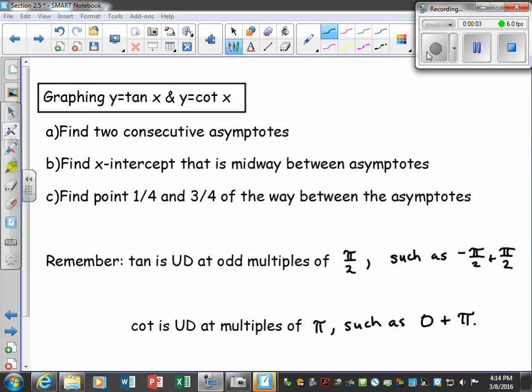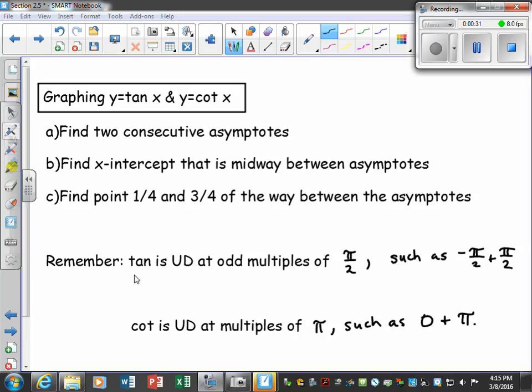Okay, in this video we're going to talk about graphing y equals tan x and y equals cotangent x. And I tried to just give you some bullet points of what to do next in case you get lost. But first we're going to find two consecutive asymptotes, find an x-intercept that's midway between the two asymptotes, and then find points that are a fourth of the way and 3/4 of the way between asymptotes.